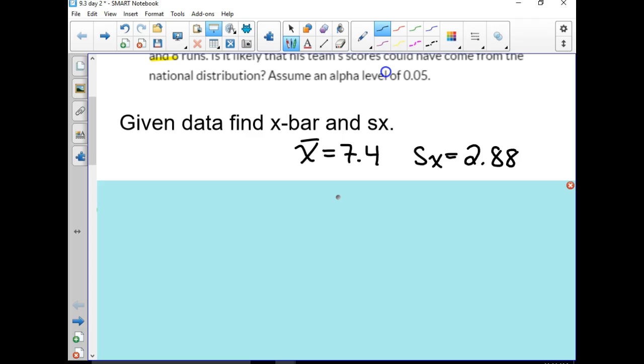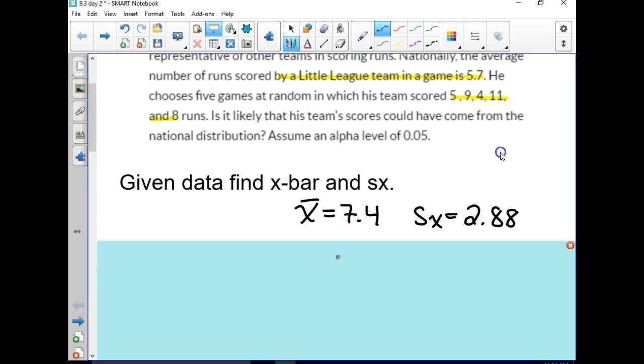What is the national average? Let me scroll up. 5.7. So this team has an average of 7.4 based off of those 5 games. So right now we have evidence that they could be different than the national average. The question is, is it a significant difference? Meaning, when I flip a coin 100 times, if I flip 90 tails out of 100, that's significant. If I flip 52 tails out of 100, that's not significant.